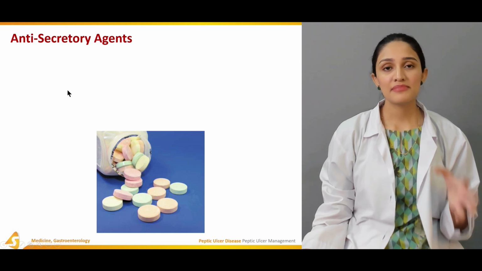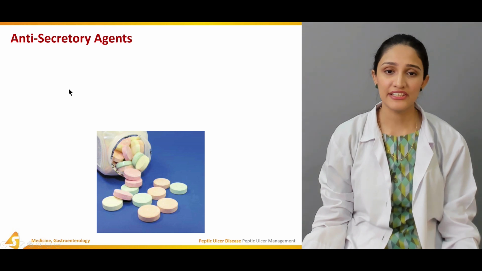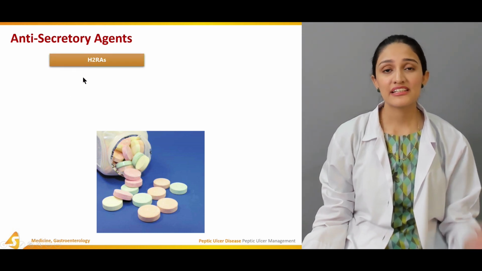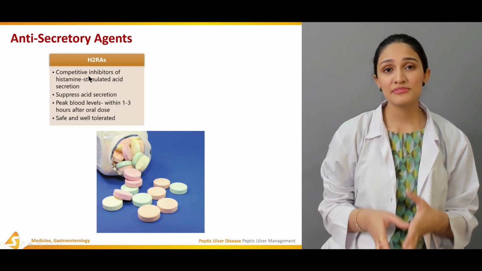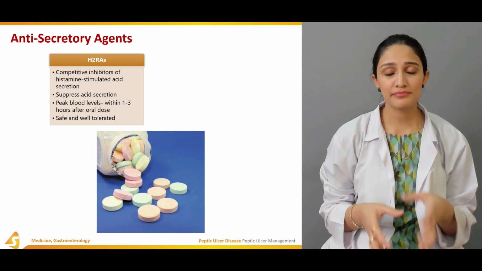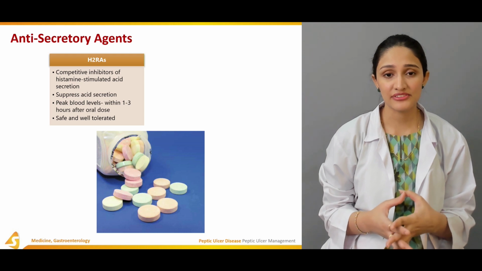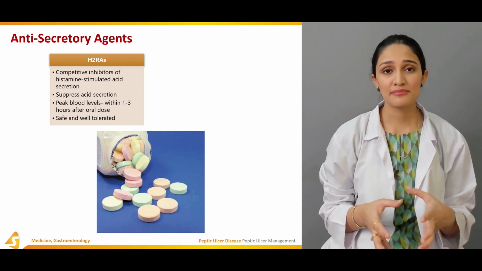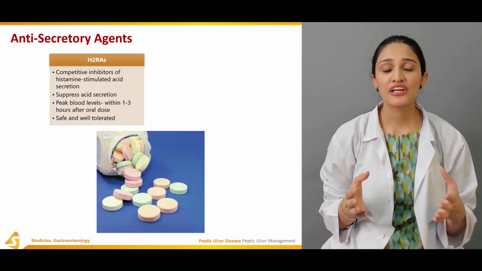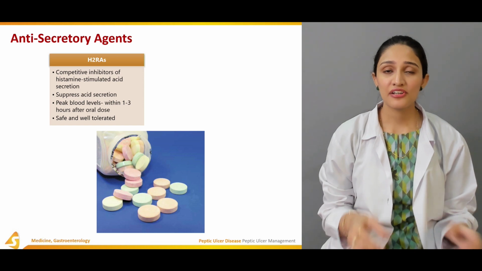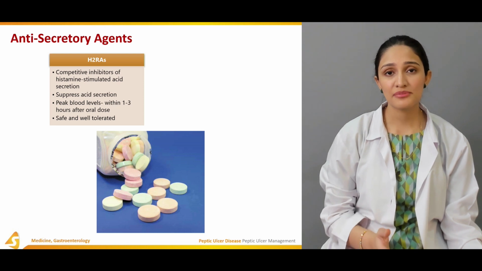So now we come to the main treatment of peptic ulcer disease, which is the anti-secretory agents. The first being the histamine 2 receptor antagonists. These histamine receptor antagonists are competitive inhibitors of histamine stimulated acid secretion. So what really happens is that the histamine causes the gastric acid production, and these antagonists go to these histamine 2 receptors and have an antagonist effect.